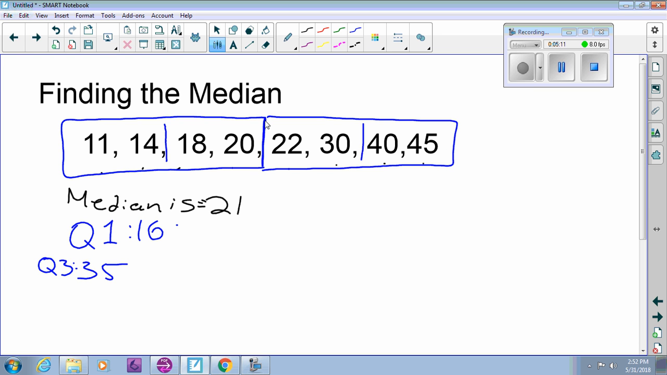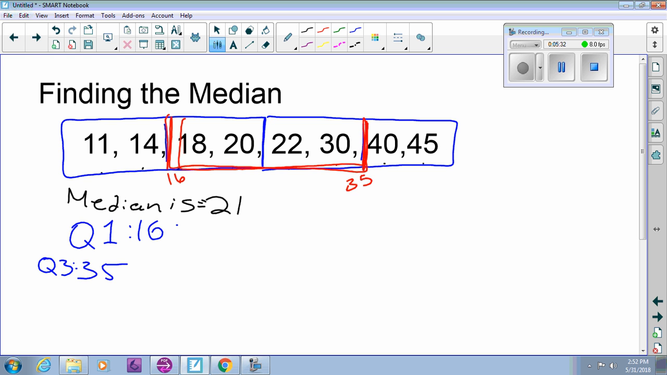All right, so one of the things that you're often asked to find is the interquartile range, and that's asking you to find the difference between these two numbers. So between here and here, how far apart are they? If we know that this is 16 and this is 35, we have to find the difference between those.